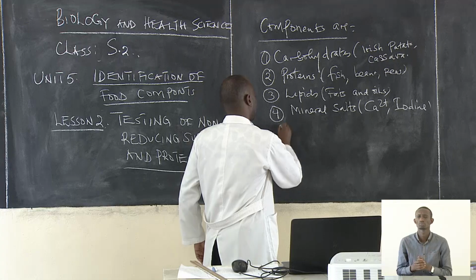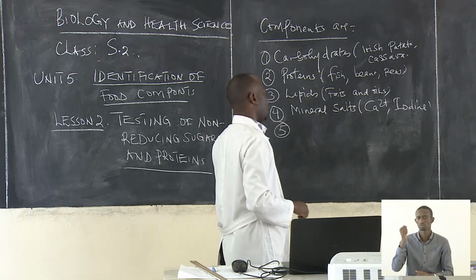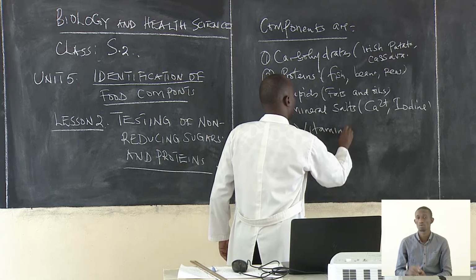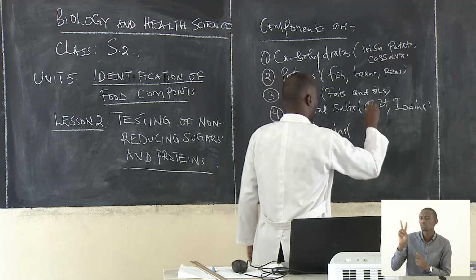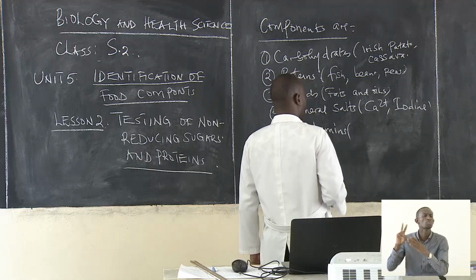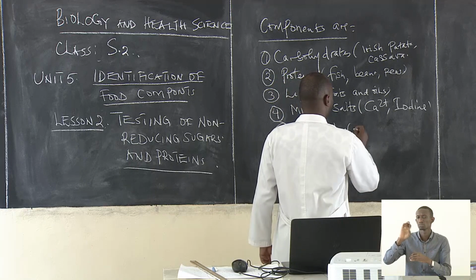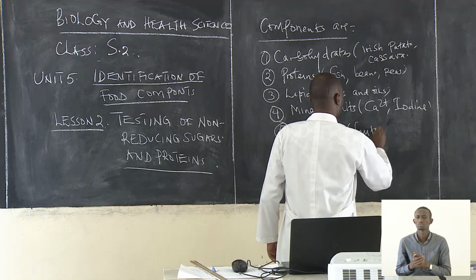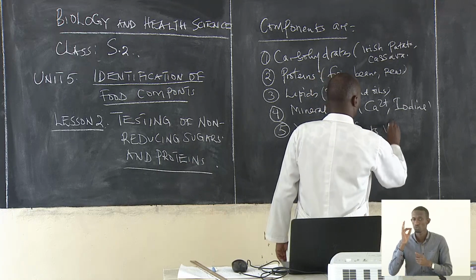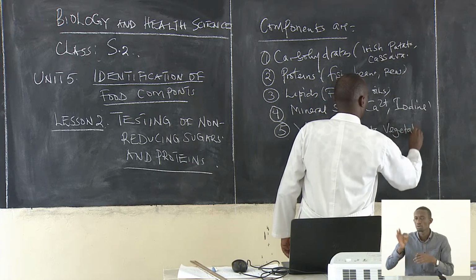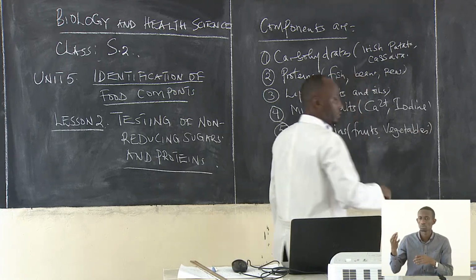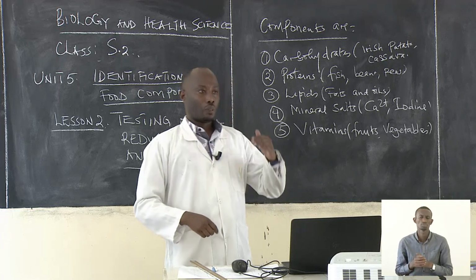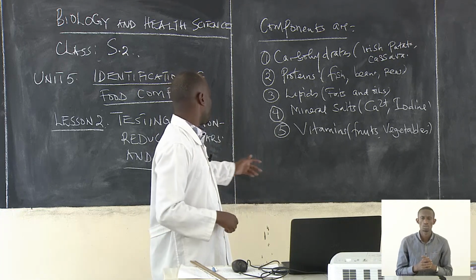We have number 5, vitamins. A number of foods contain vitamins. We can talk about most of the fruits. Fruits are examples, vegetables, and so on. Let's now go to the previous lesson we discussed.